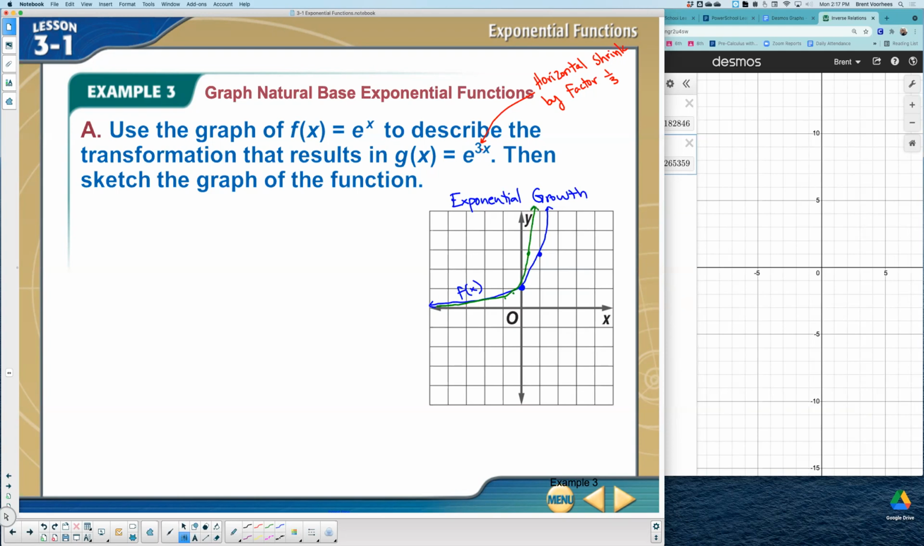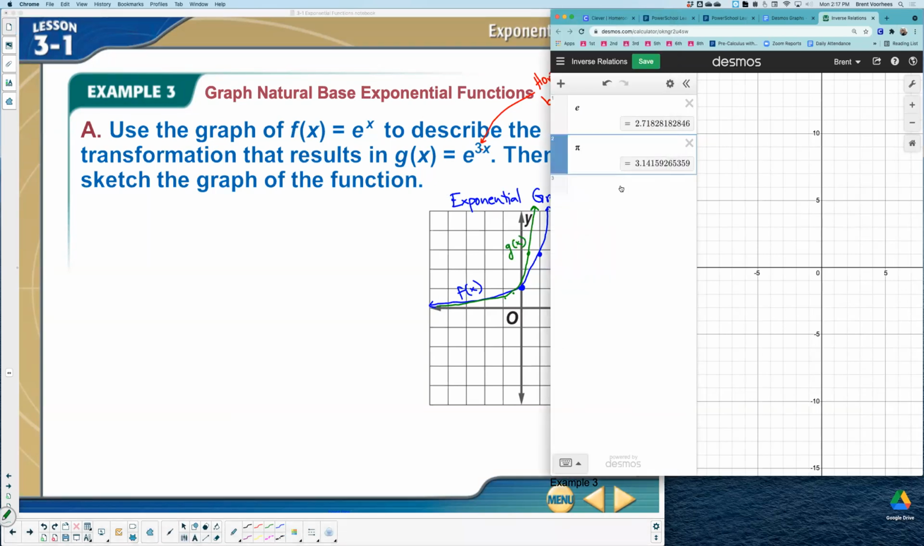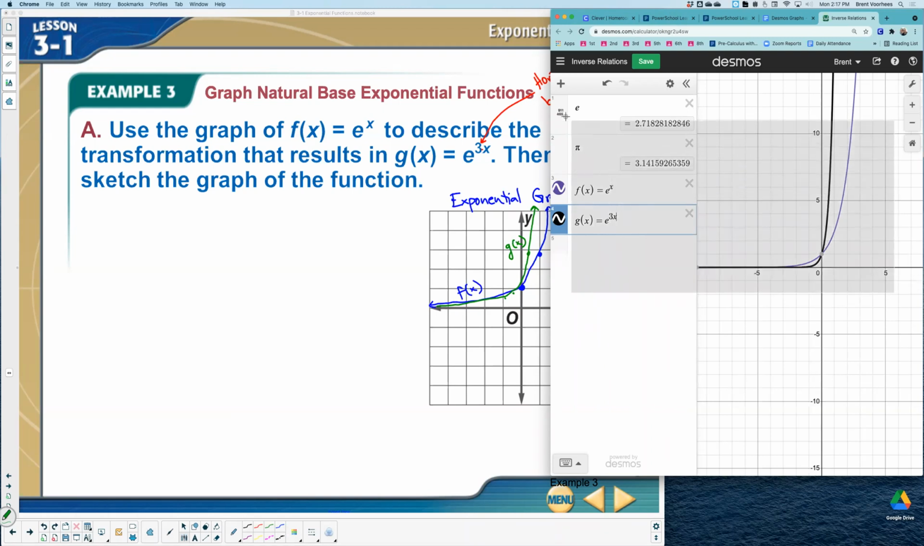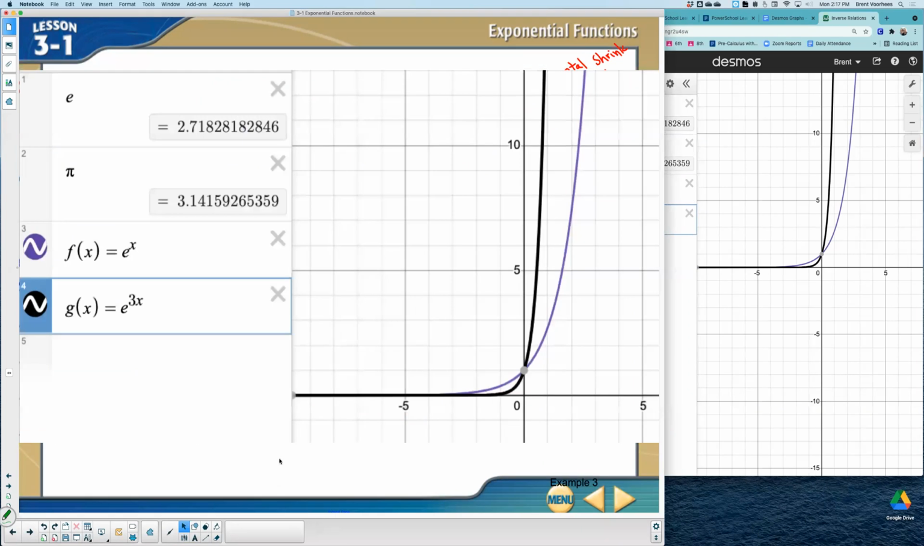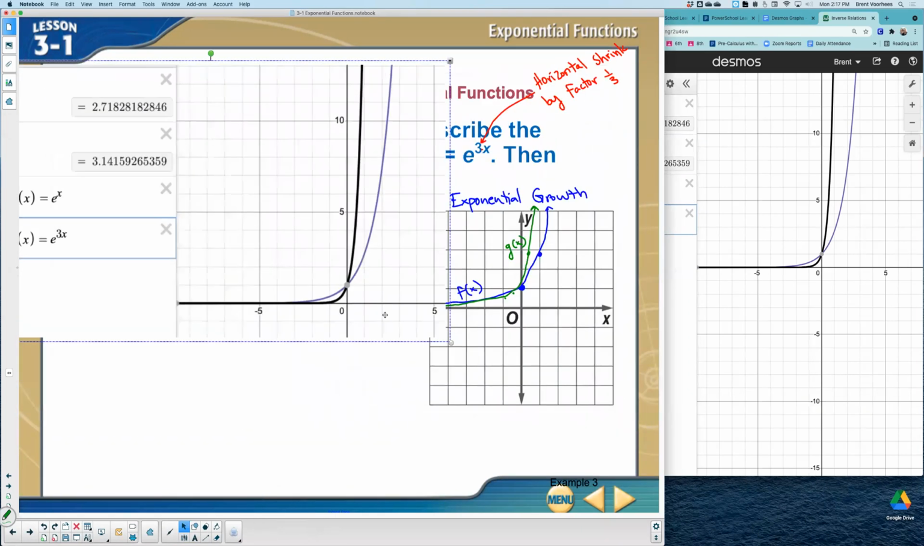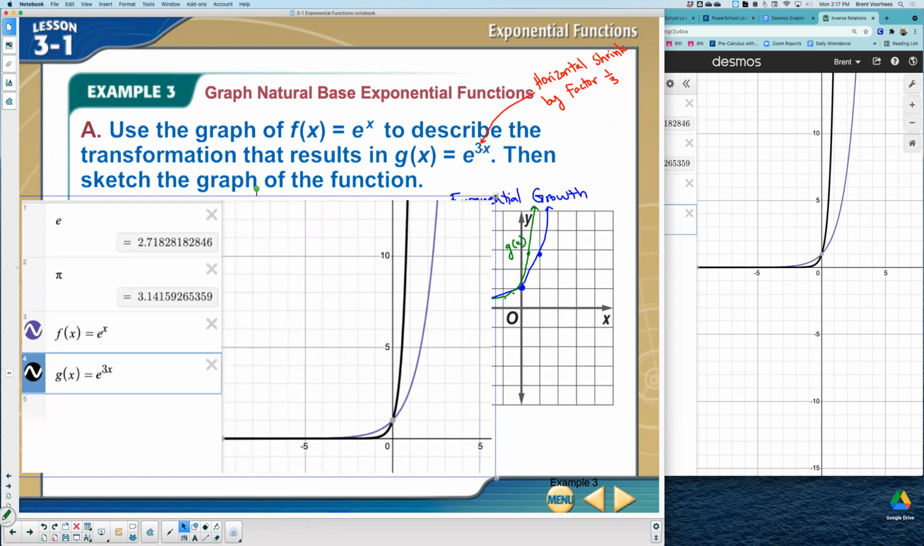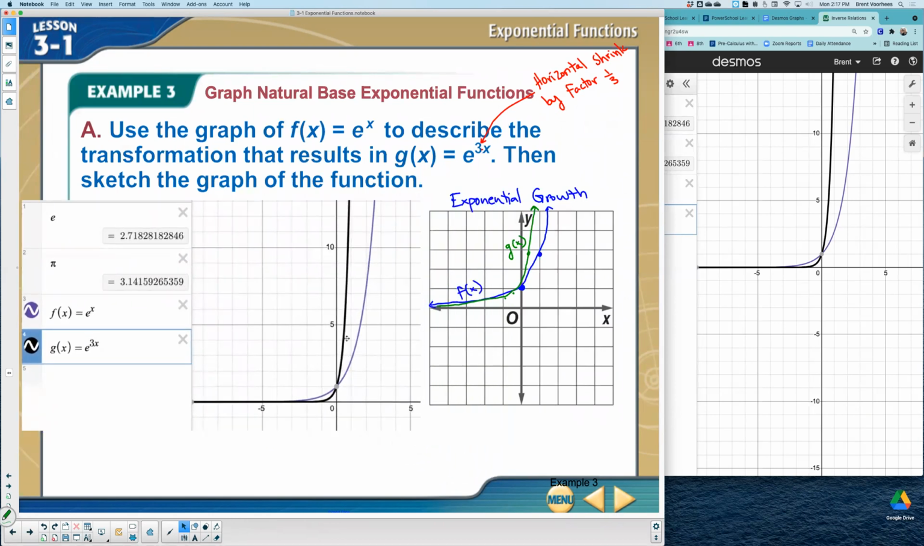and up. Now you might be going, I don't trust you. Can you show me the actual picture? Yes, I can. So here's f of x equals e to the power of x, and then g of x equals e to the power of 3x. You can see in these pictures that I wasn't lying to you. That is exactly how the graph looks. It's horizontally been shrunk.